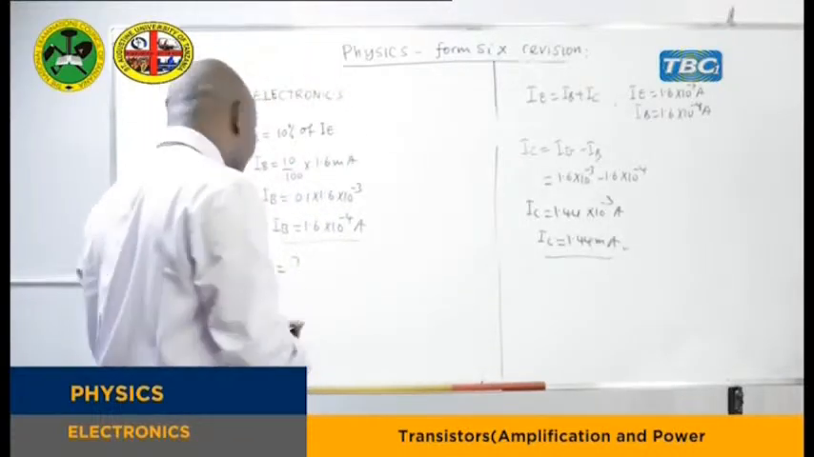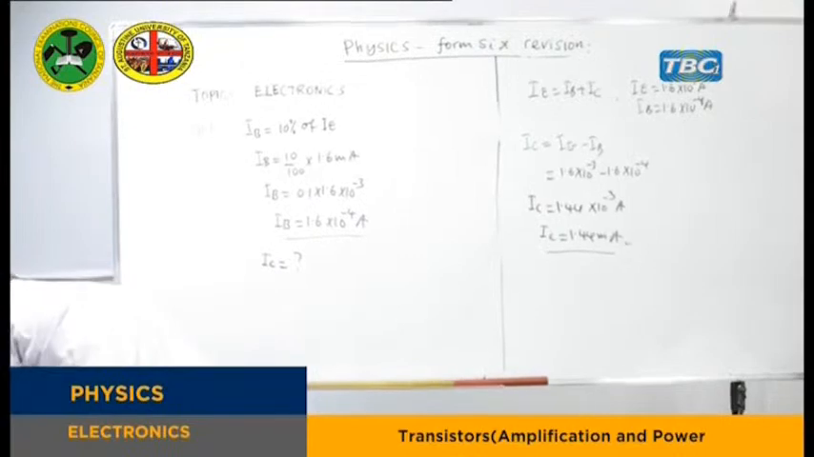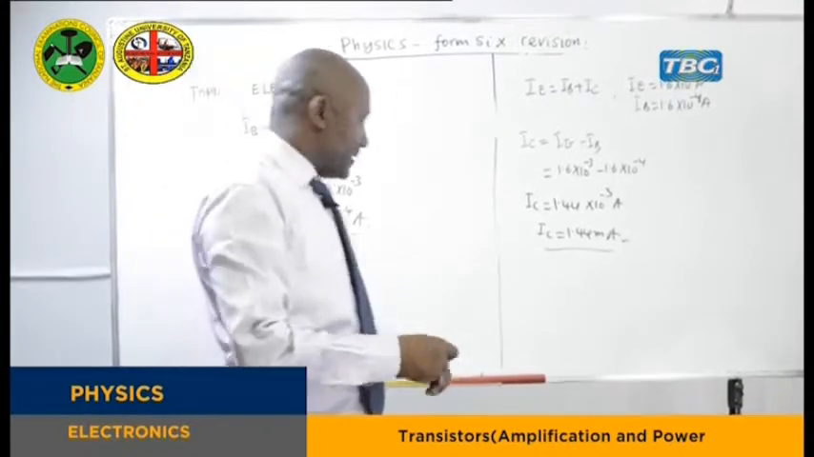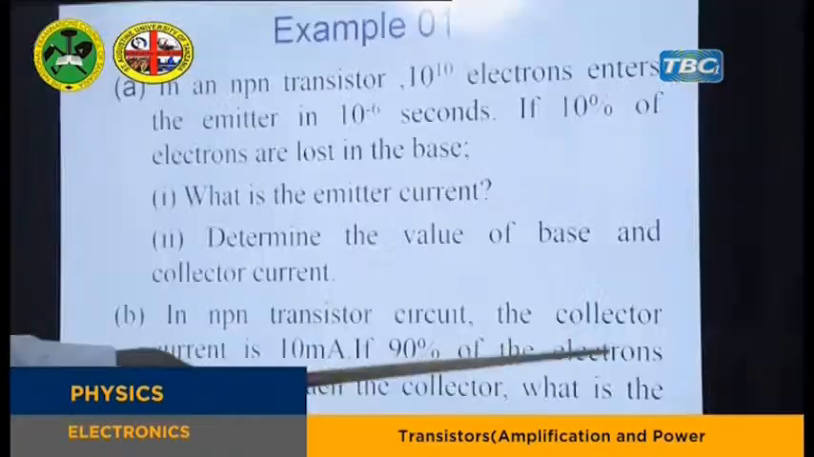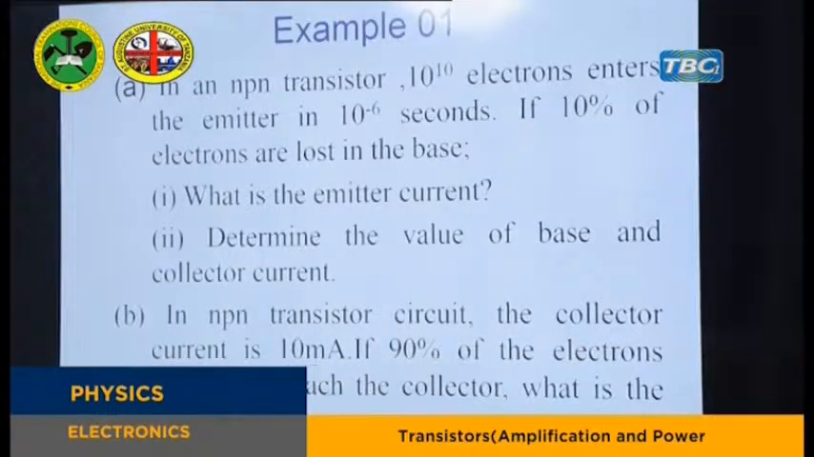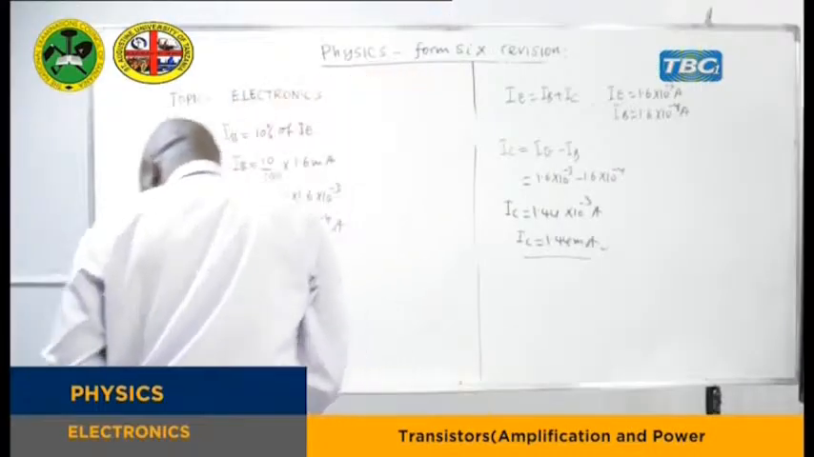Now you can take this as part of the exercise. It's the same question, with the same arrangement, but we are told that the collector current is given as 10 milliampere. If 90% of electrons are able to reach the collector, what is the base current? Very interesting. Let's do it together.